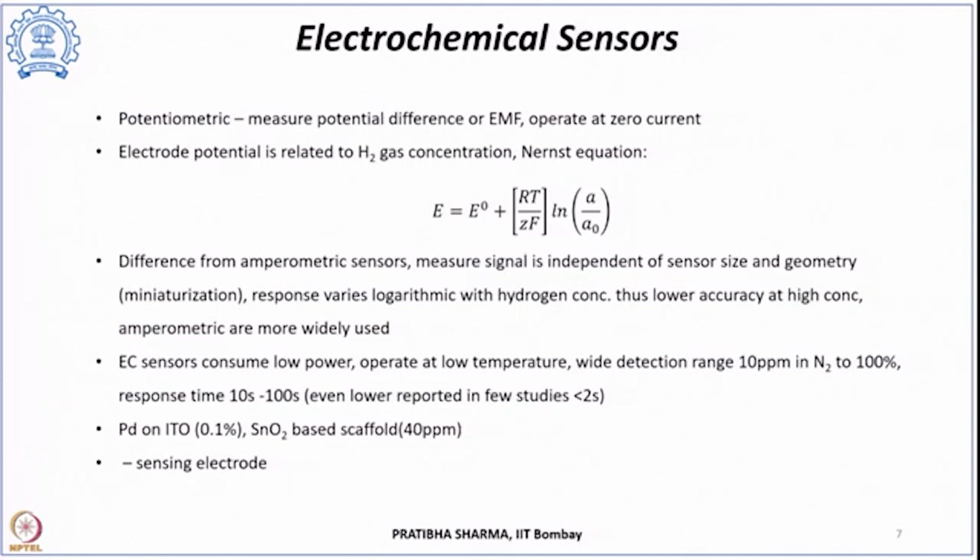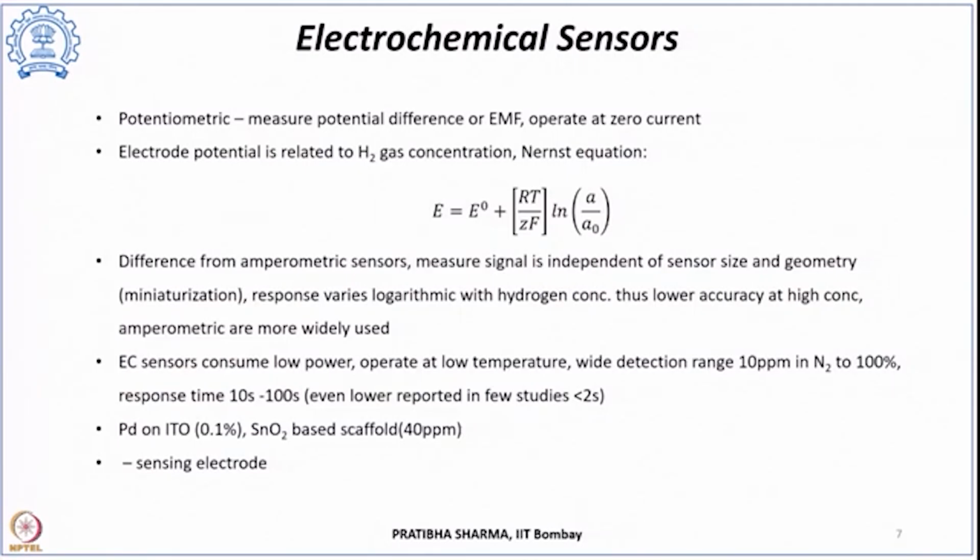Now the electrode potential here which is being measured is related or calibrated to hydrogen gas concentration. Now in all these sensors that we are studying, the important thing is that in the different types of sensors that I mentioned, a certain property of the sensor changes, and that property has to be calibrated with the hydrogen concentration.